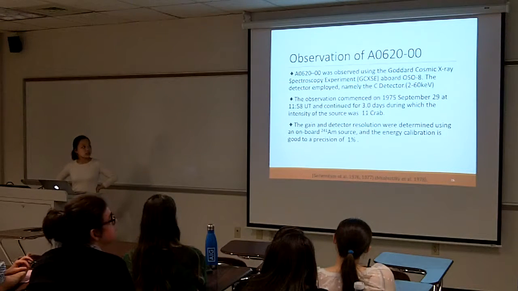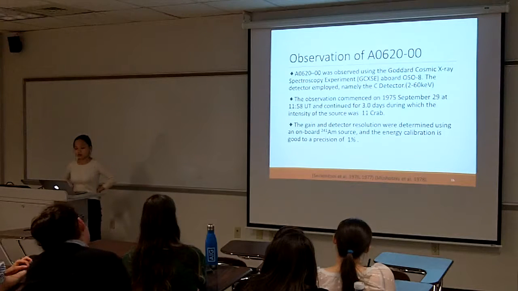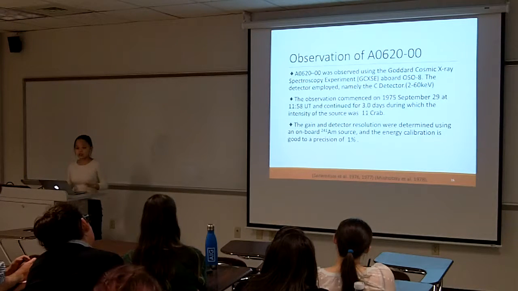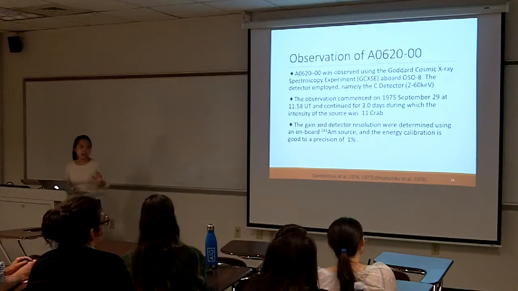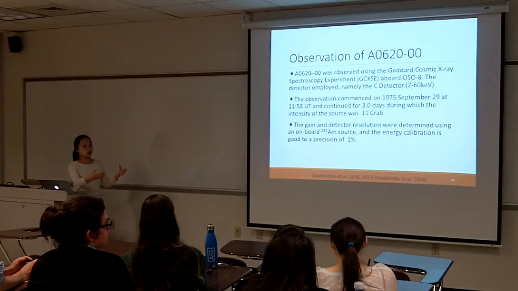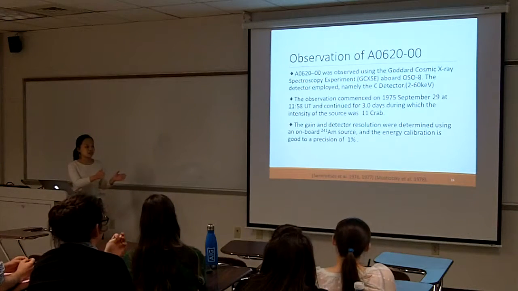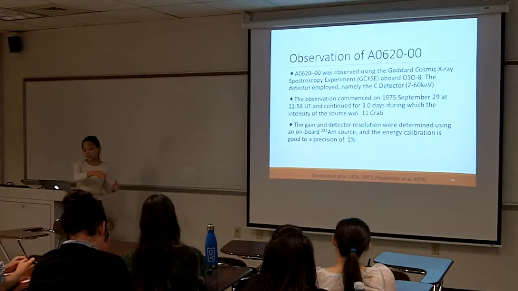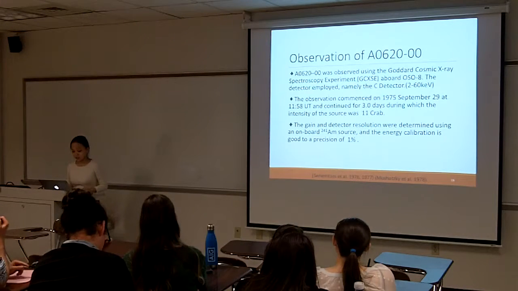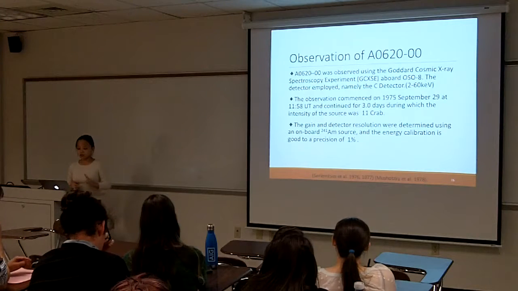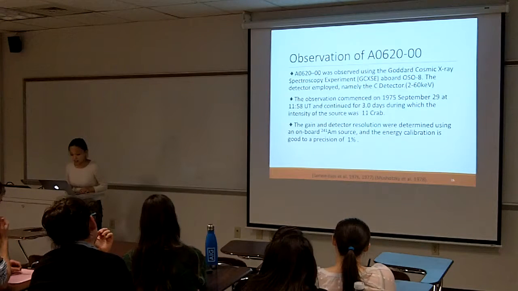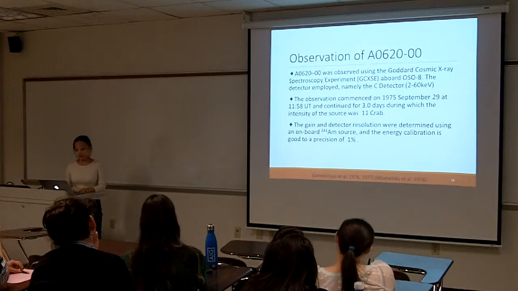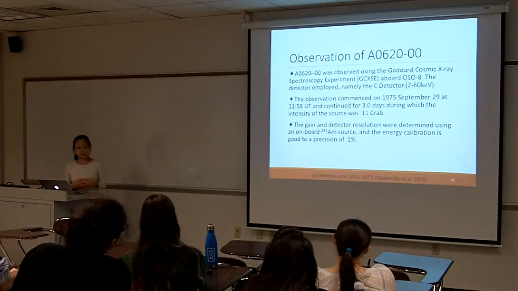Observing the 80620, the data is from the C detector. As I mentioned, there are 4 instruments in that wheel structure, and the C detector is one of them, and it has an energy range of 2 to 60 keV, and the observation lasted for 3 days, in which the intensity of the source was 11 crab.